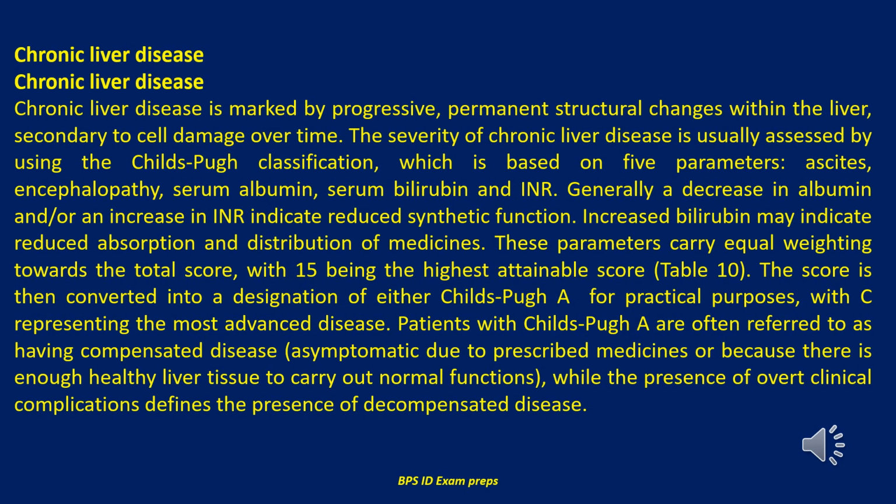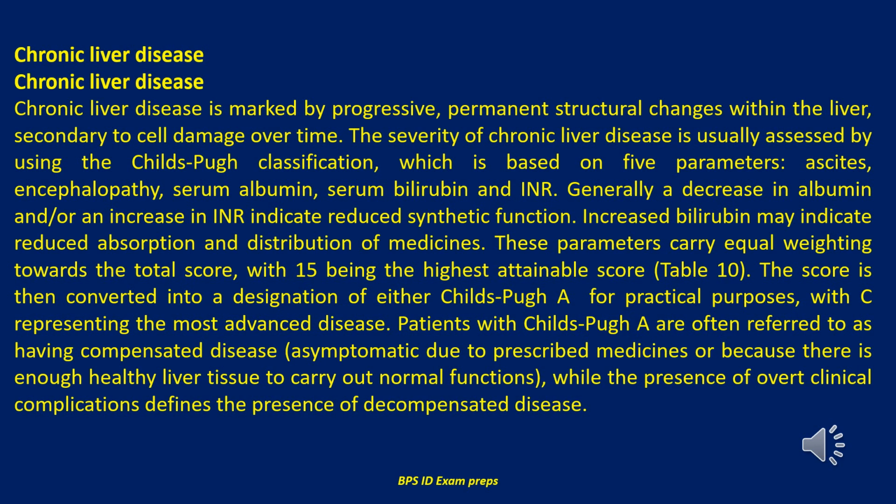Chronic liver disease is marked by progressive, permanent structural changes within the liver, secondary to cell damage over time. The severity of chronic liver disease is usually assessed by using the Child-Pugh classification, which is based on 5 parameters: ascites, encephalopathy, serum albumin, serum bilirubin and INR. Generally, a decrease in albumin and/or an increase in INR indicate reduced synthetic function.